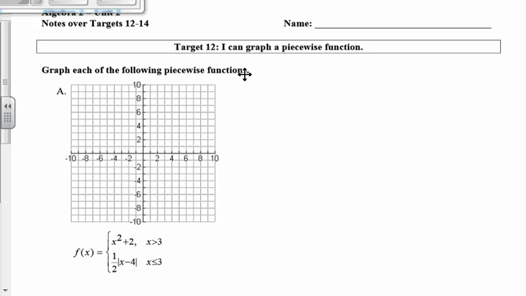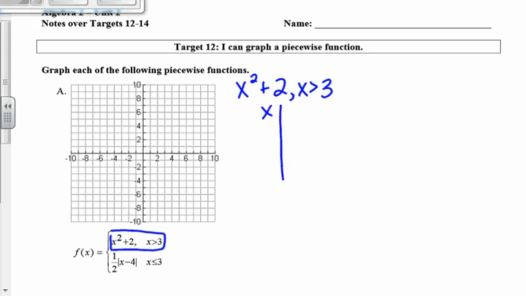There are lots of ways to graph these piecewise functions. What I prefer to do is use a lot of tables. So I'm going to first look at this function and create a table for it, and I'm just labeling it with whatever that line said: x squared plus 2, x is greater than 3. And again, I'm making a table here.